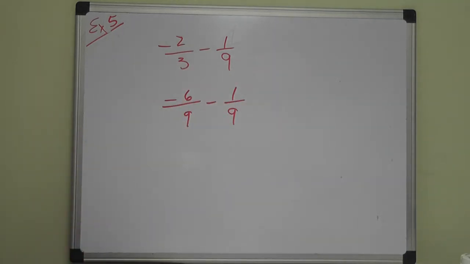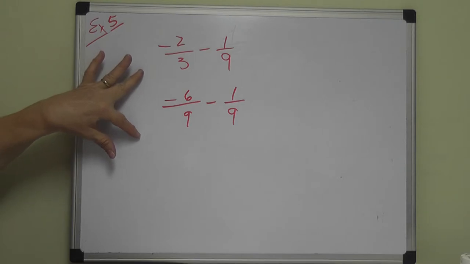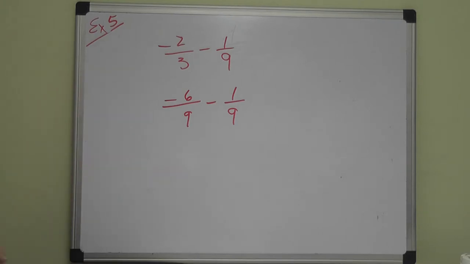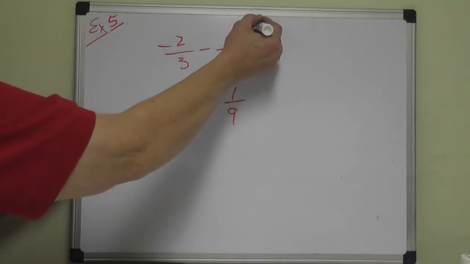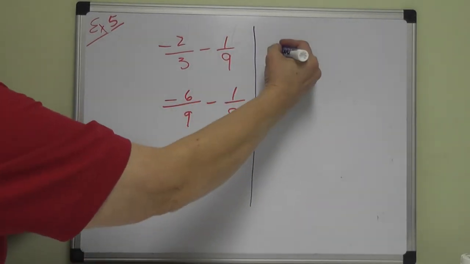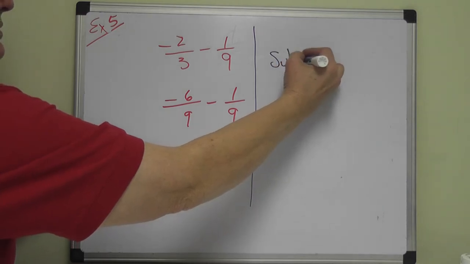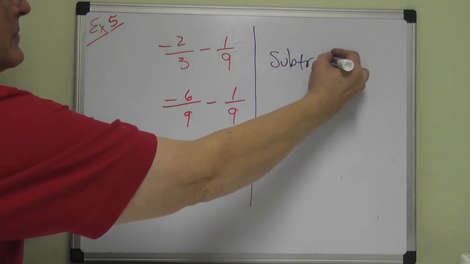The more that you practice with subtracting signed numbers, the more natural it is going to become for you to look at this and notice that this is negative 7/9. But until you're really comfortable with this, you can always remember that subtraction can be expressed as adding the opposite.